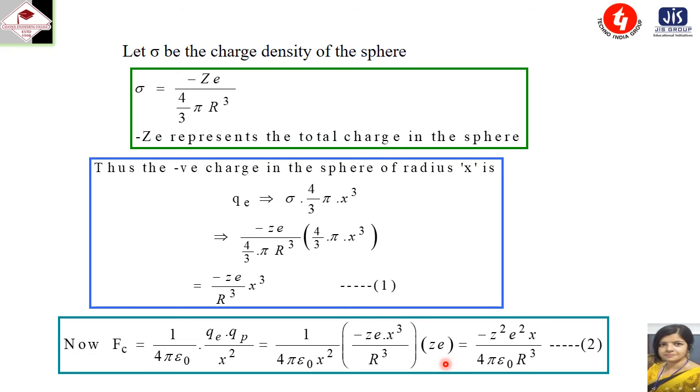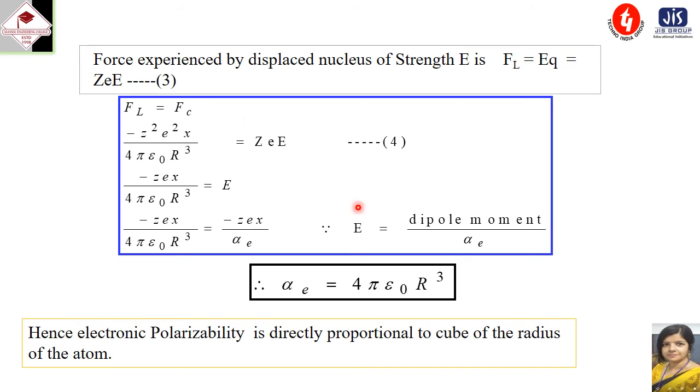Now if we calculate, we will get Fc equal to minus Z square E square into x divided by 4 pi epsilon 0 r cube. So this is our equation number 2. Now the force experienced by the displaced nucleus of strength E, electric field, that is Fl equal to E into Q, that is equal to Zd into E. So we are putting this as equation number 3.